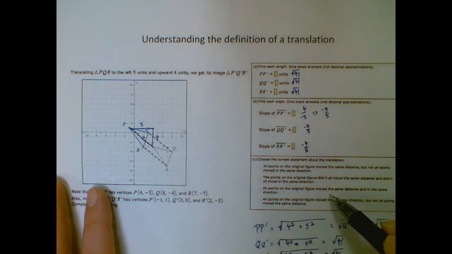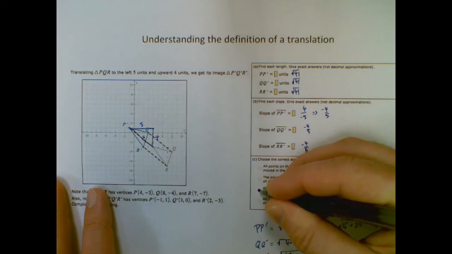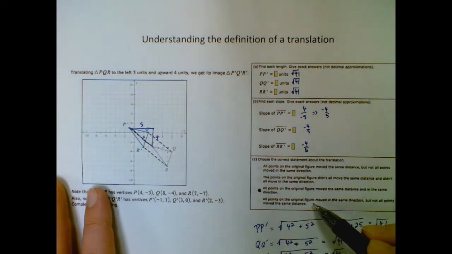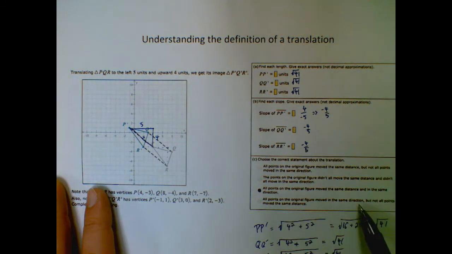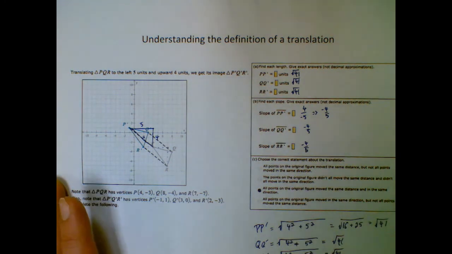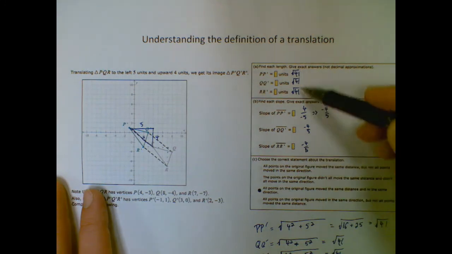All points in the figure move the same distance and in the same direction. That is the one we want. But let's just read the last one to make sure. Move the same distance, but not all the same direction, but not all points move the same distance. So that's false. They went the same direction and the same distance.